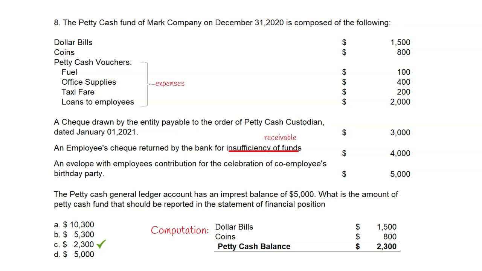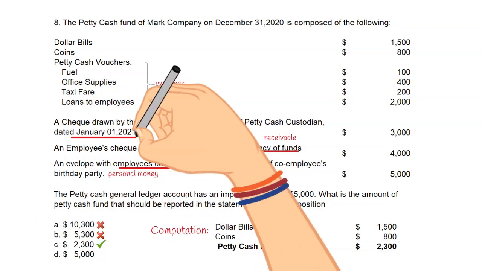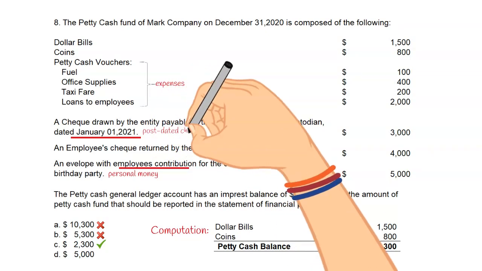If your answer is letter A, it means you have mistakenly included the employee's contribution. This is personal money of the employees and should not be reported as part of petty cash. If your answer is letter B, it means you have mistakenly included the check drawn to the petty cash custodian. Since the check is dated next year, it is included as a post-dated check.